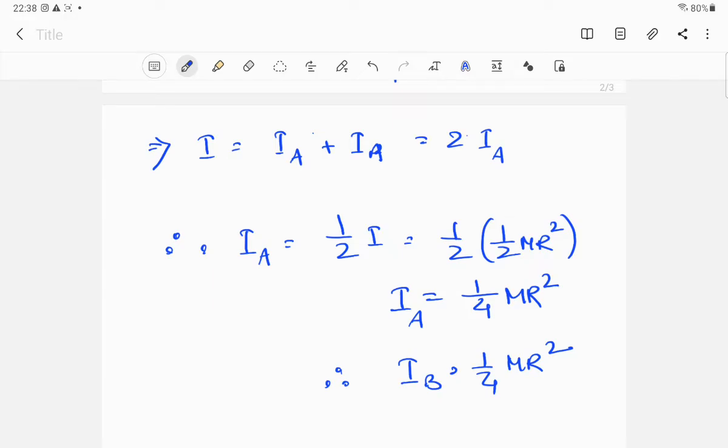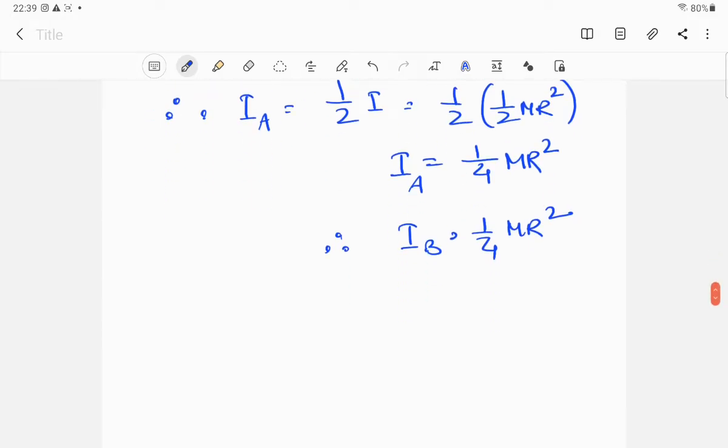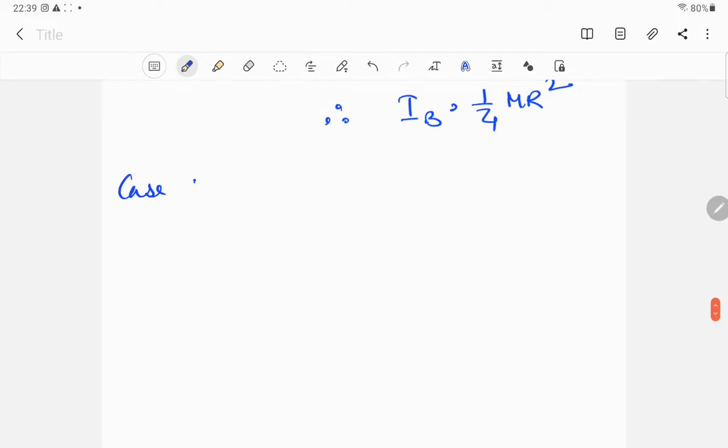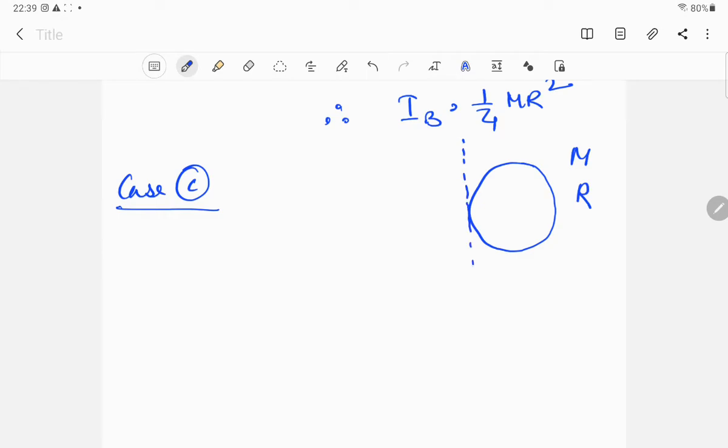In the same way you will have to do it for some other geometrical configurations, not only for a circular disc; you may have to do it for cylinders, and for spheres. Now we have case C. So what is that case? Case C is about a circular disc of mass capital M and radius capital R. Now you need to find the moment of inertia about a tangent. My diagram may not be that good; I may not be drawing an exactly circular disc, but this is the thing.